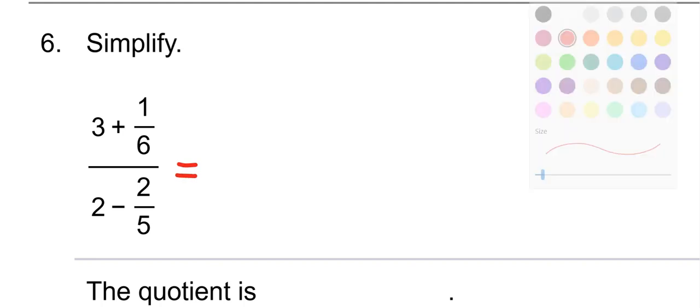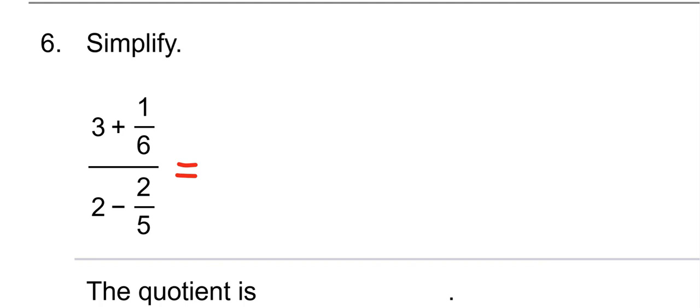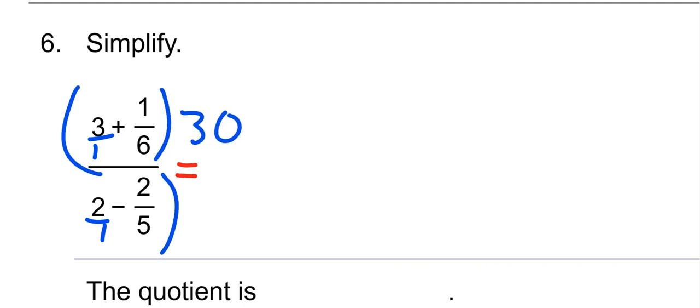So I suggest we find a number that's in common to all these denominators. I see a 1, I see a 6, I see a 1, I see a 5. What's the least common denominator between all of those, 1, 6, 1, and 5? I've got to have a number that they all go into. 30, right? Okay, so we're going to multiply the top by 30 and the bottom by 30.